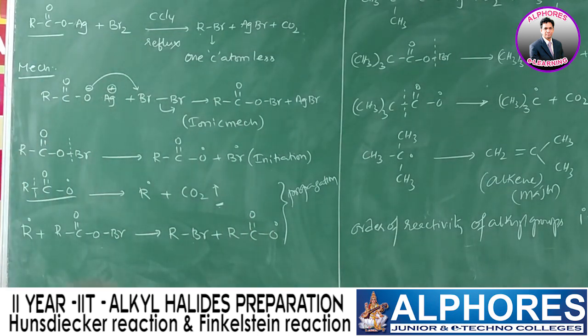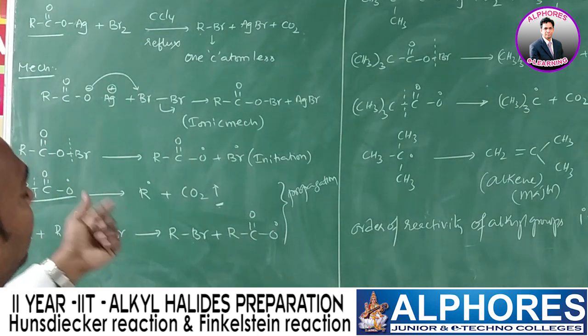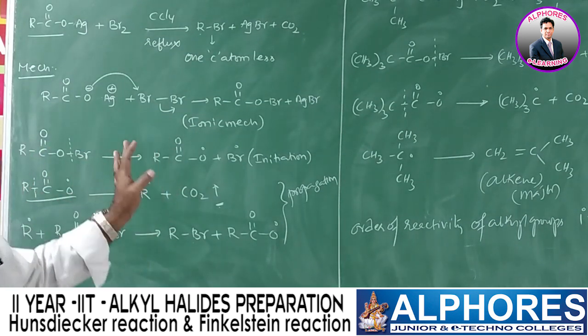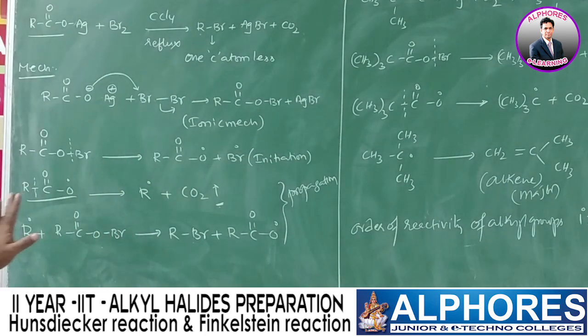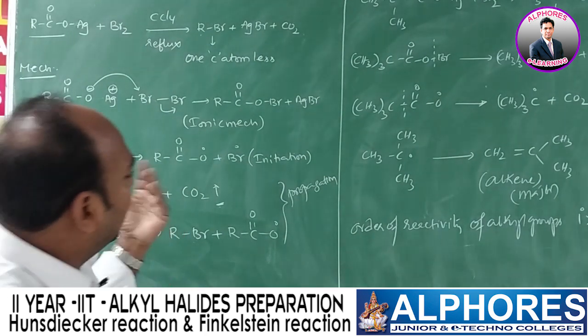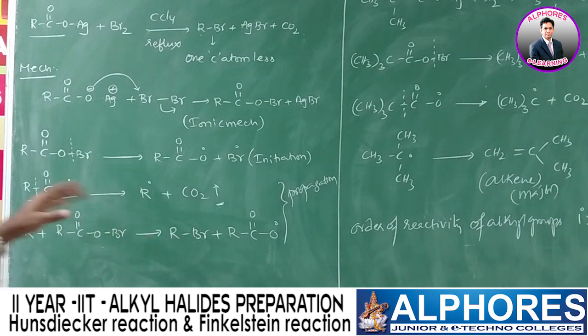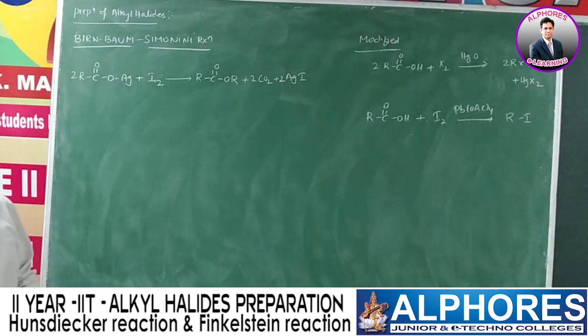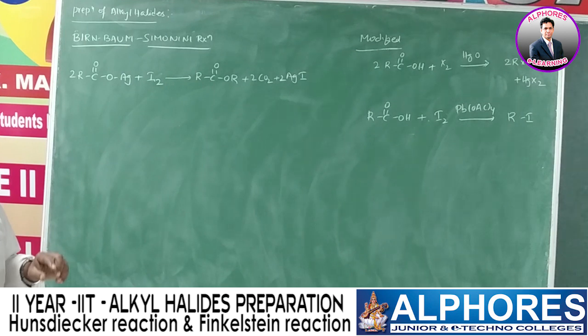Hunsdiecker-Borodin reaction. In this, we can prepare only alkyl chlorides and bromides, but not fluorides. We cannot prepare alkyl fluorides in this method. And for alkyl iodides also, we need to modify this method. This method is not suitable, so in the Hunsdiecker method we cannot prepare alkyl iodides. If you want to prepare alkyl iodides, as we discussed, we need to use a modified method.